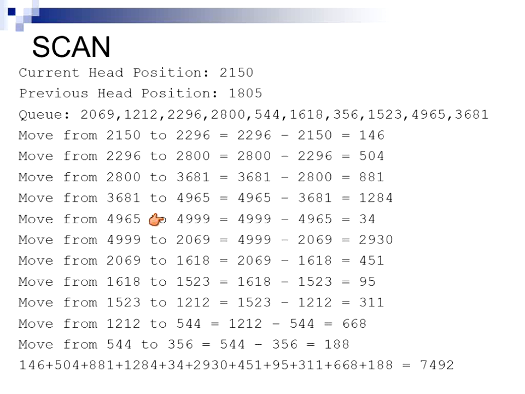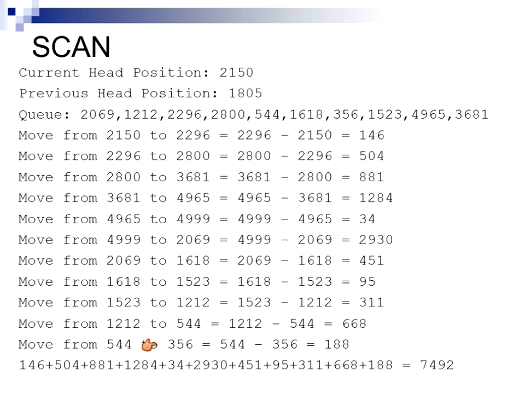Once it hits the edge, it doesn't actually turn around, but it reverses direction and starts moving toward the lower number tracks on the platter. So the next track that it's going to encounter is 2069. And now we're going to start going in descending order. Then it'll go to 1618, then 1523, then 1212, then 544, and finally the lowest number, which is 356.